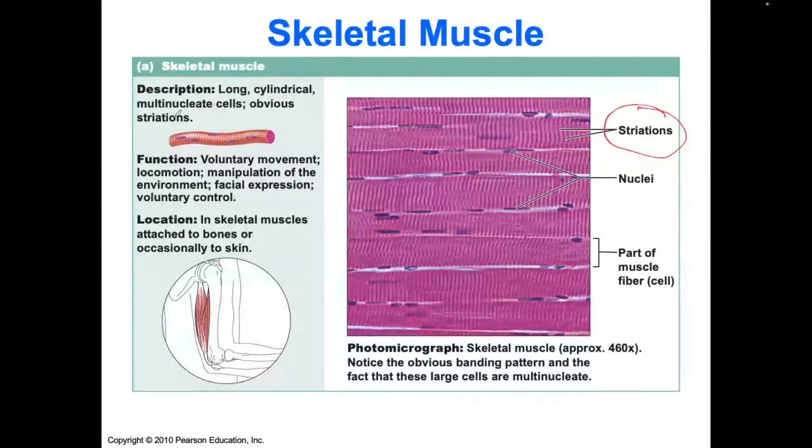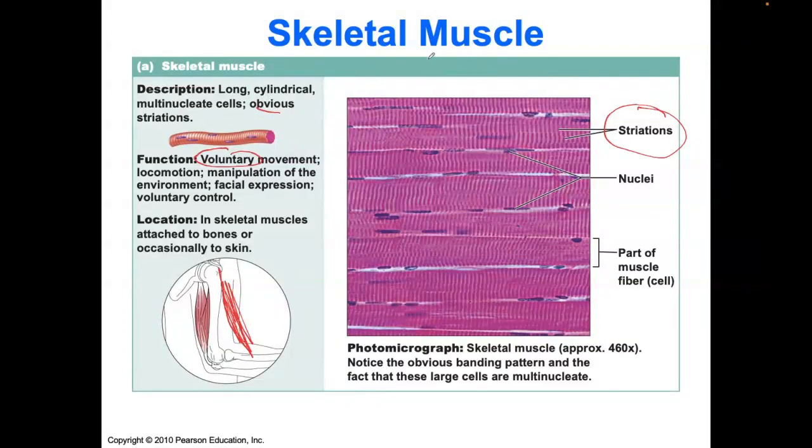Skeletal muscle is long, cylindrical, multinucleated cells, and they have these obvious striations. It's voluntary, right? This is the muscle that attaches to your skeleton. Back here are the triceps. Up here would be the biceps. So you can consciously bend your elbow, you can straighten your elbow. Any muscle that attaches to your skeleton is skeletal muscle. Skeletal muscle and cardiac muscle both have lots of mitochondria as well because they have to produce energy. It takes energy for muscles to function.